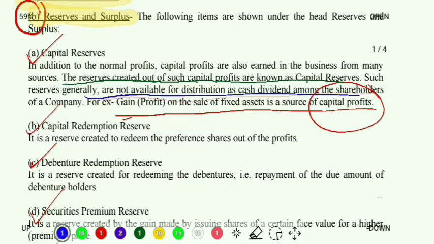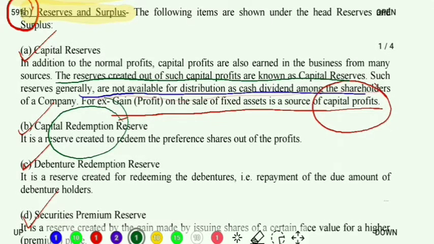Next, what we have is capital redemption reserve. Now, what is capital redemption reserve? Before I explain, let us understand the meaning of the word redemption. What is redemption? Redemption is the repayment of money, or of any security, before or on the date of its maturity. Correct? Now understand what is capital redemption reserve.